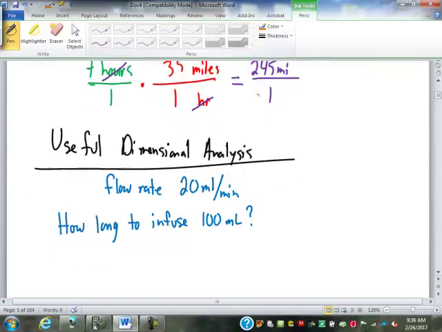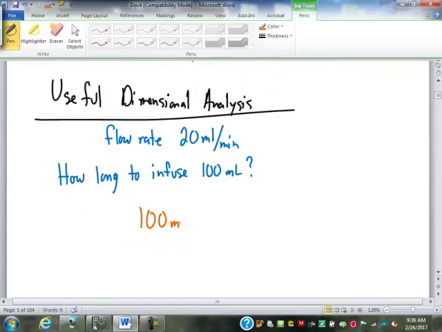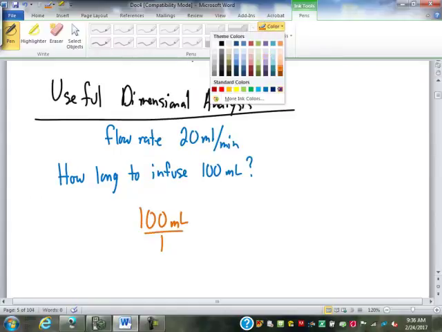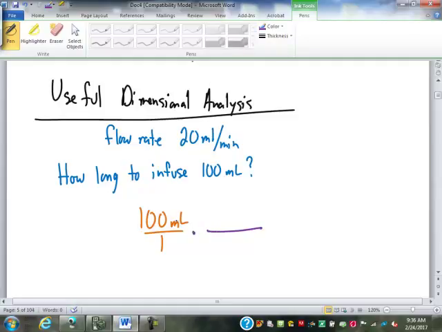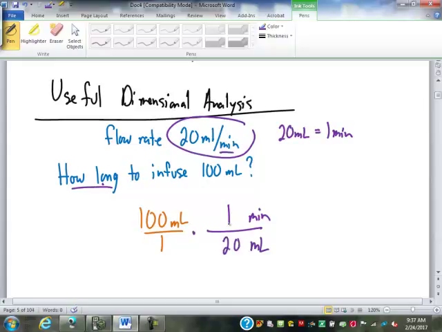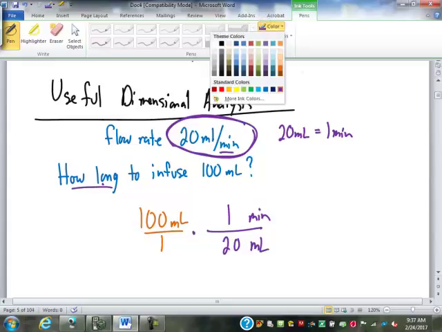So the dimensional analysis here would tell us we have 100 milliliters. Make it a fraction by putting it over 1. Now we want to get rid of milliliters. So we're going to put milliliters on bottom here. And we want to convert it into time. How long? How many minutes? So we're going to put minutes on top. And again, this 20 milliliters per minute can be thought of as 20 milliliters is equivalent to 1 minute. So what that means is we're going to put 20 milliliters on bottom and 1 minute on top. So even though this is 20 milliliters per minute, we can write it as 1 minute per 20 milliliters. It's the same thing, same relationship.